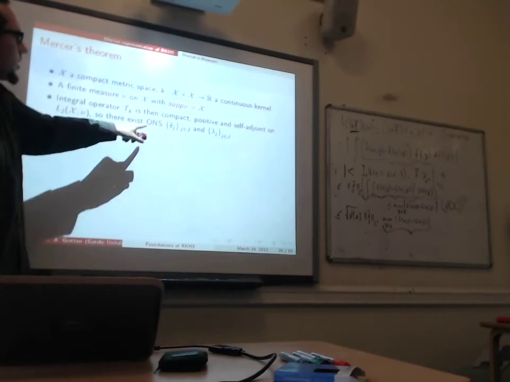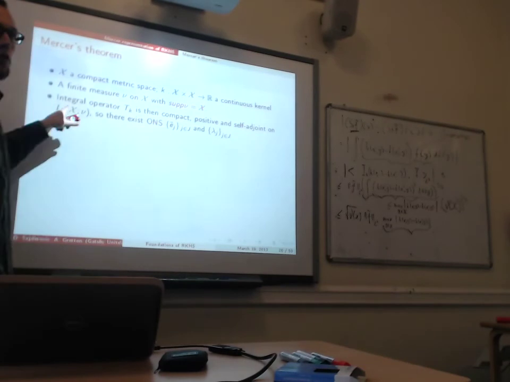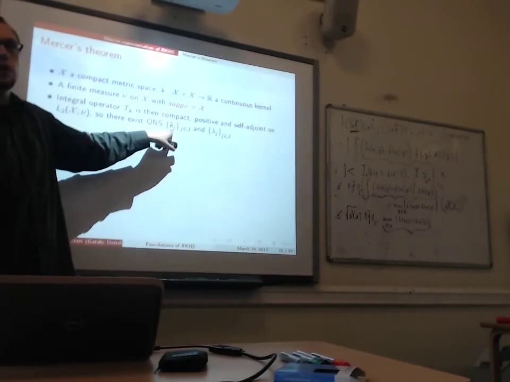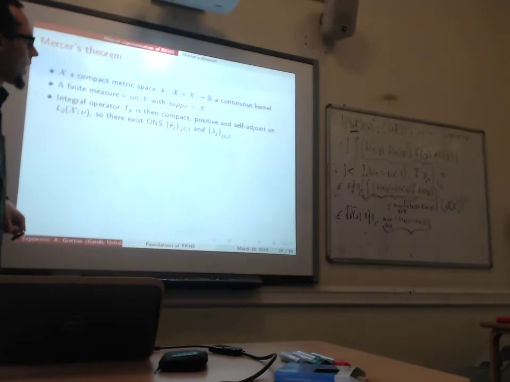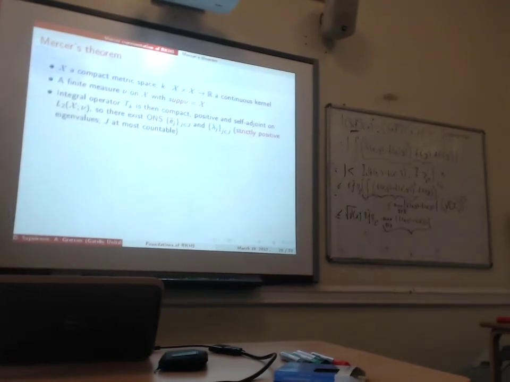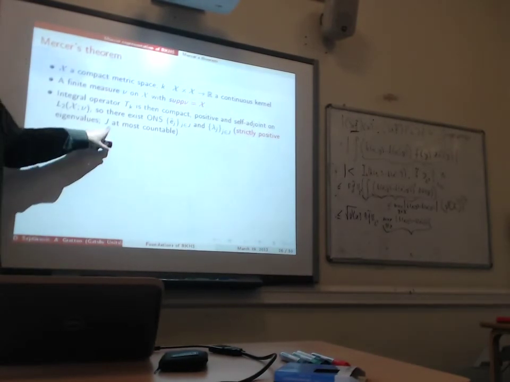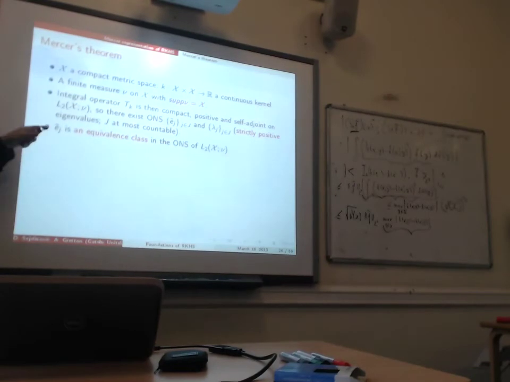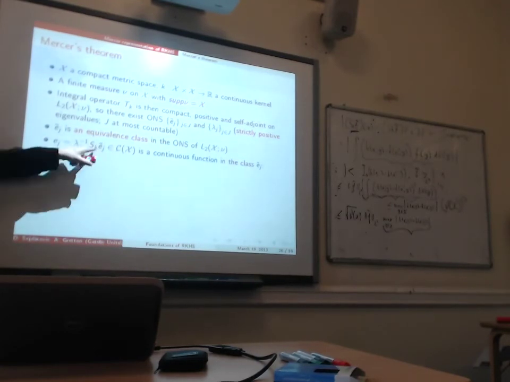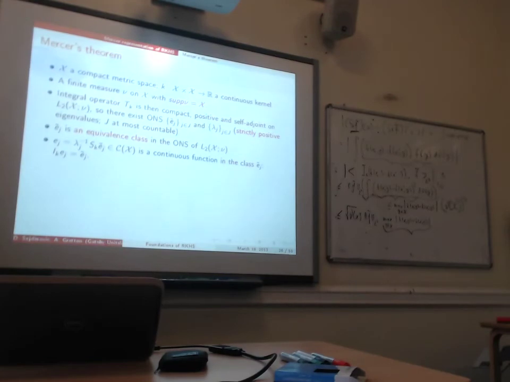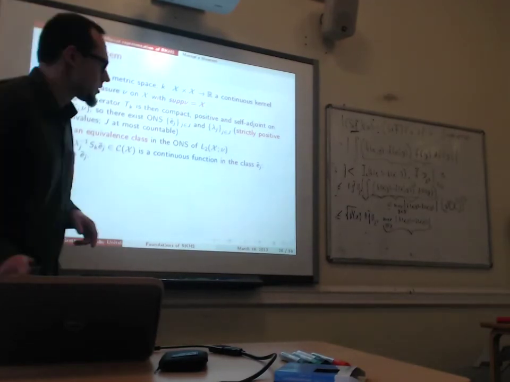So there exists some orthonormal set in L2. Notice I put a tilde in there. These are not functions, they are equivalence classes. Yeah? And eigenvalues lambda j, they are strictly positive. This index set is at most countable. I just said that, so E tilde j is an equivalence class. It's an element of L2. And to every such E tilde j, I can associate a corresponding continuous function, Ej, in the following way. Okay, so let's see why that is the case.